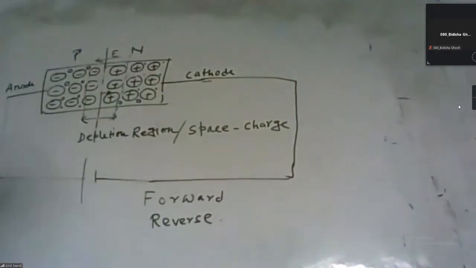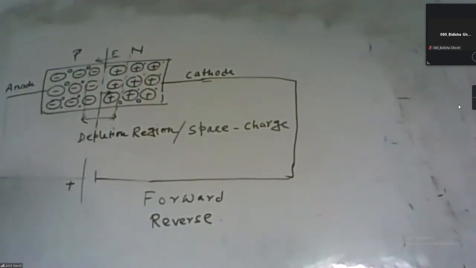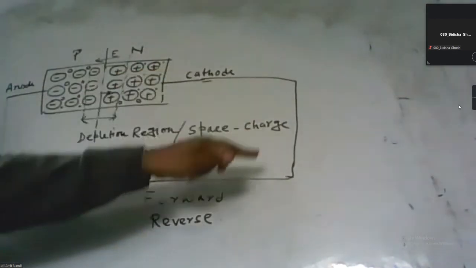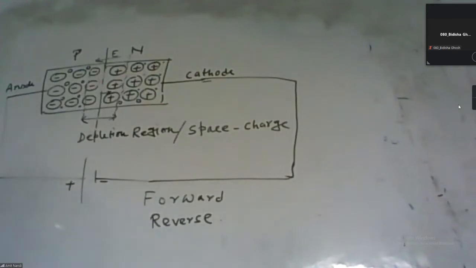Now in this condition, the diode is called forward biased, because the positive terminal of the diode, that means the anode, is connected with the positive terminal of the battery, and the negative terminal of the diode is connected with the negative terminal of the supply. This type of condition is called the forward biasing condition. So at that moment, the diode is connected in forward bias mode.